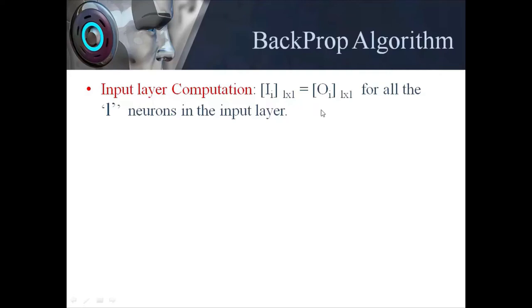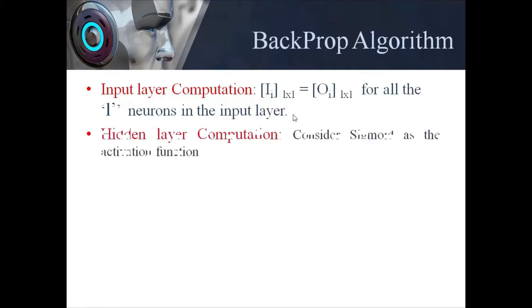So for all the n neurons in the input layer, I can simply compute OI, that is the output of the input layer, as simply equal to the inputs which are applied to these input units. So L input units are there in the input layer. Once I have my OI available, this OI, which is the output of the input layer, is given as input to my hidden layer units. So I consider the sigmoidal function as the activation function for my hidden layer units.